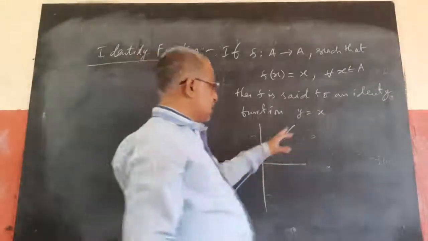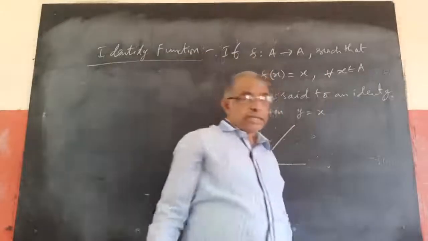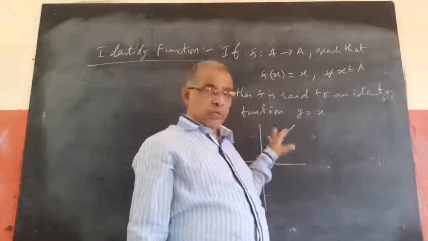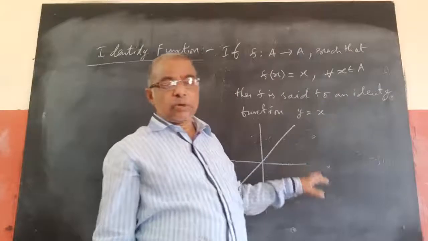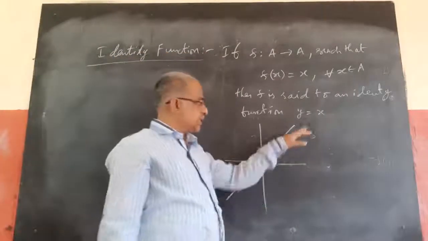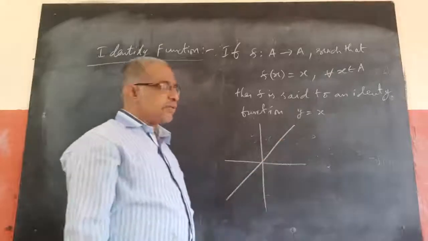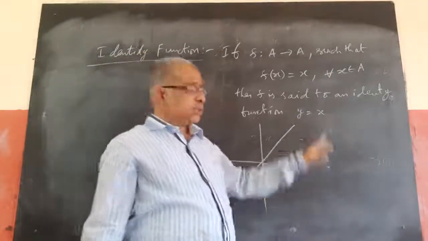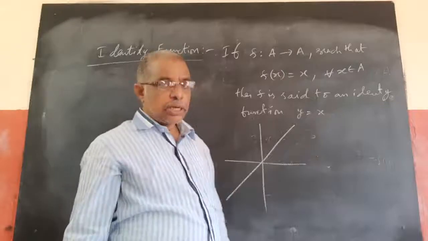Now the identity function is always the graph of a straight line which is equally inclined to both the axes. This is y equal to x. So always the identity function will be y equal to x, and it will be like this.